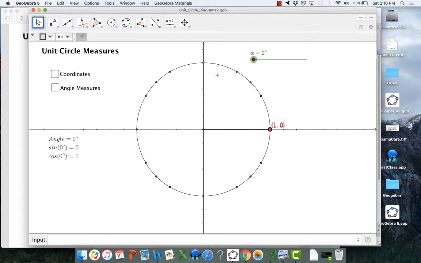Suppose we construct a circle on the coordinate plane such that the center of the circle is at the point (0, 0), right at the origin, and the radius of the circle is 1. So it crosses the x-axis at (1, 0) and (-1, 0), and crosses the y-axis at (0, 1) and (0, -1).